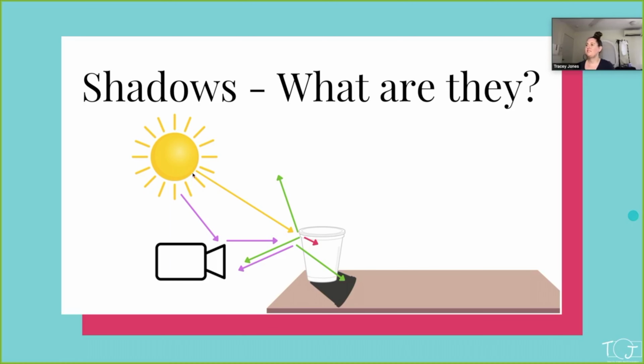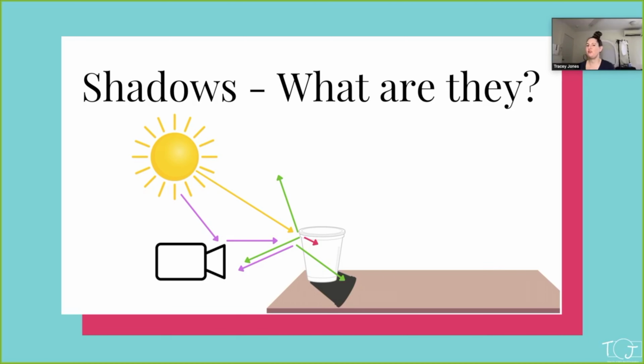We have this yellow arrow coming from the sun, which is the light coming from the sun and hitting our cup on the table. So when the light hits the surface, some of that light is absorbed by the surface and some of it bounces off. So that is represented here by the pink and the green arrow. The pink arrow is the light that's being absorbed by the product, and the green arrows are the light which is being bounced off.